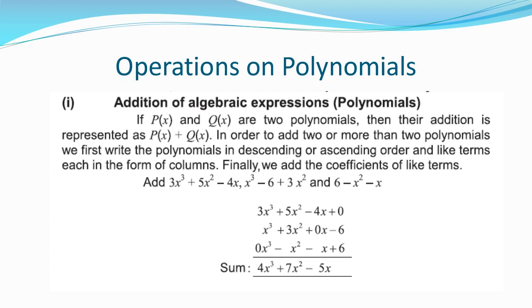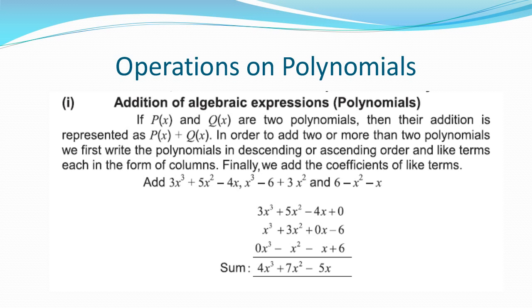If p and q are two polynomials, then their addition is represented as p plus q. In order to add two or more polynomials, first we write the polynomials in ascending or descending order, and like terms each in the form of columns. Finally, we add the coefficients of like terms.